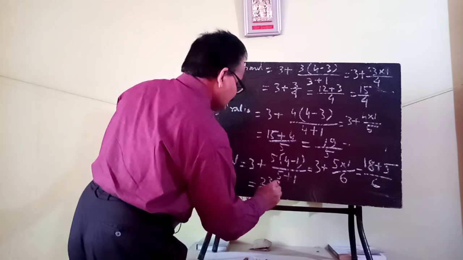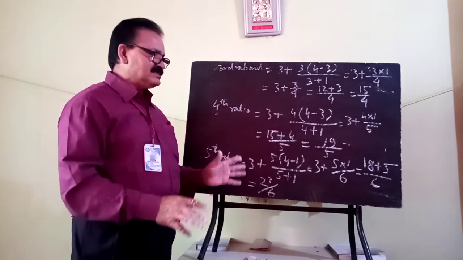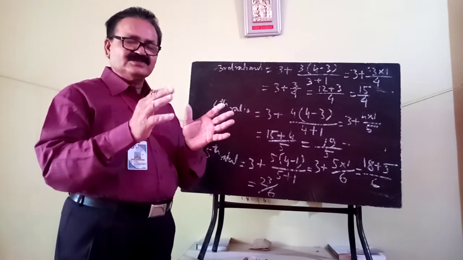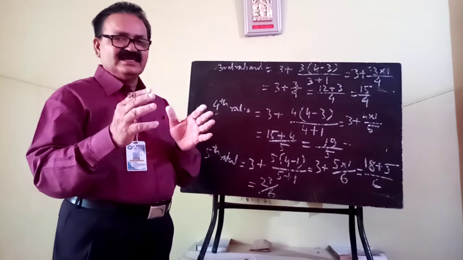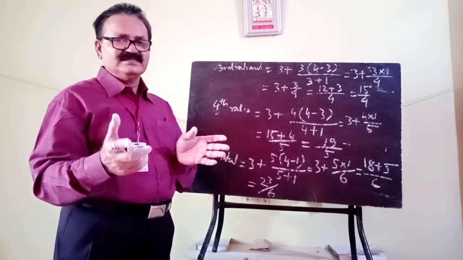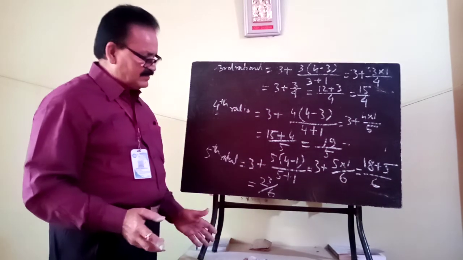23 by 6. So this method is very simple by using the formula A plus n into (B minus A), the difference between the given rationals, where B should be greater than A, divided by n plus 1. Then you will find out the value.